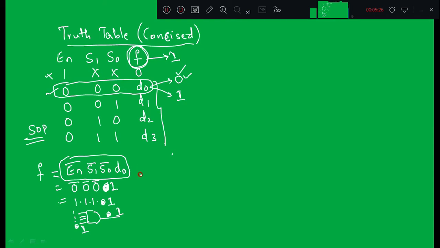Similarly, now you have understood, so you can write the other 3 terms for these 3 rows. Remember, I am writing SOP expression, which is sum of products. This is one product term. Next we will write a third product term, a fourth product term, and if we combine them using a plus sign, it will become the SOP expression.